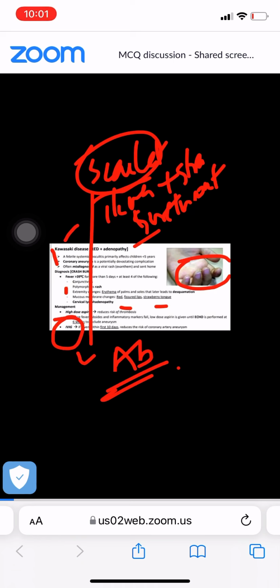Another question they asked was, they gave some symptoms of coarctation of aorta and then asked which condition is associated with coarctation of aorta. Any idea? I'll give you some options: Down syndrome, Edwards syndrome, Turner syndrome, Klinefelter syndrome. What could be the answer? Yes, it is Turner syndrome. Turner syndrome is associated with coarctation of aorta.